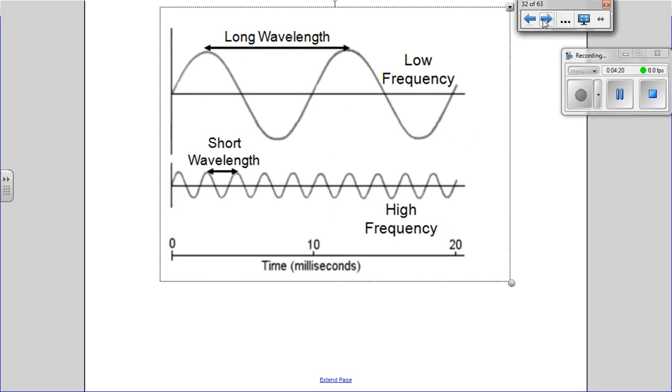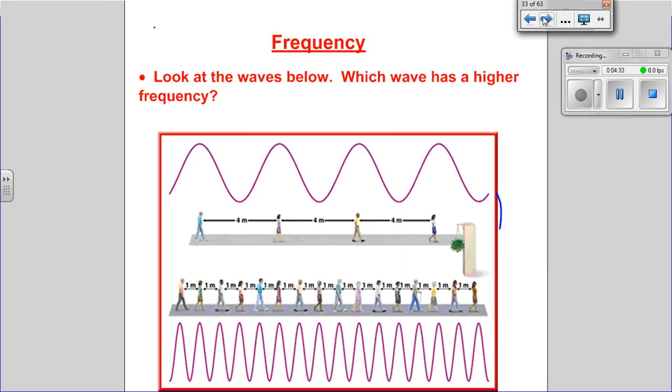Let's look at another picture. Okay? This one kind of shows you, on this particular picture, we can see long wavelength, low frequency. Short wavelength, high frequency. Okay? Look at the waves below. Which wave has a higher frequency?